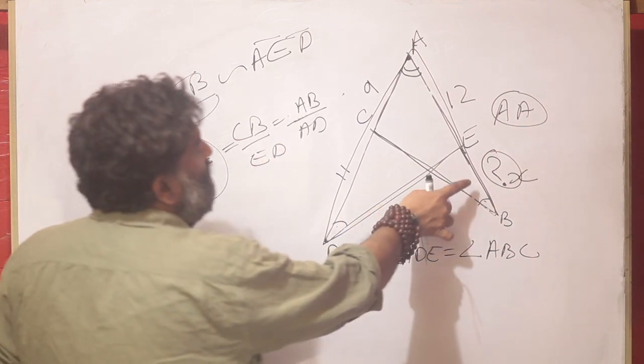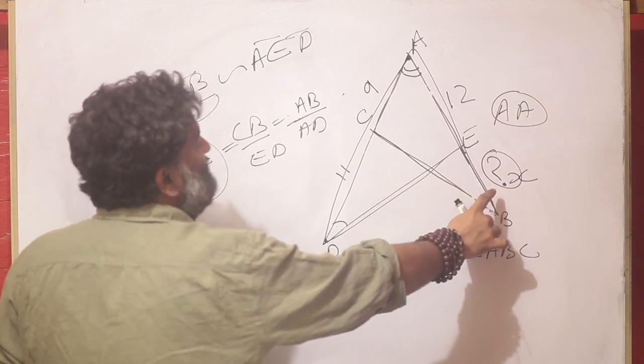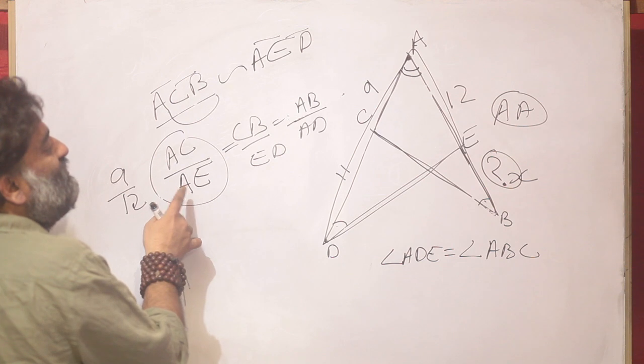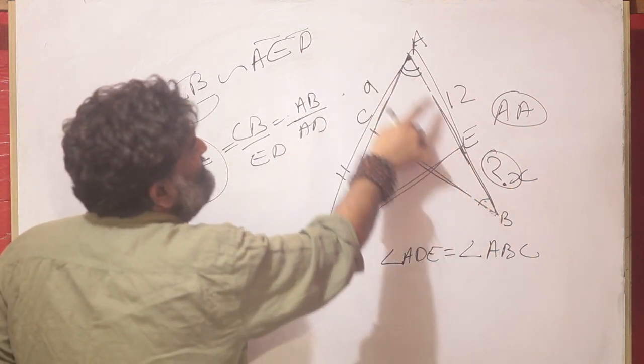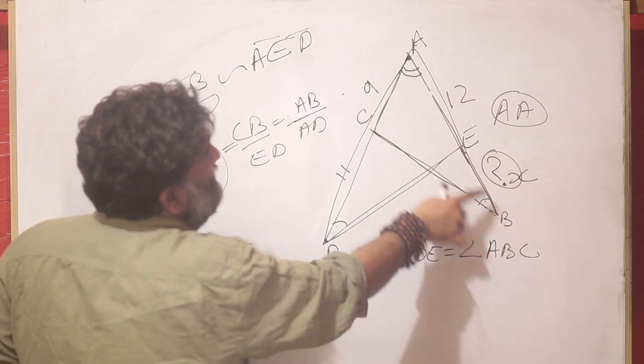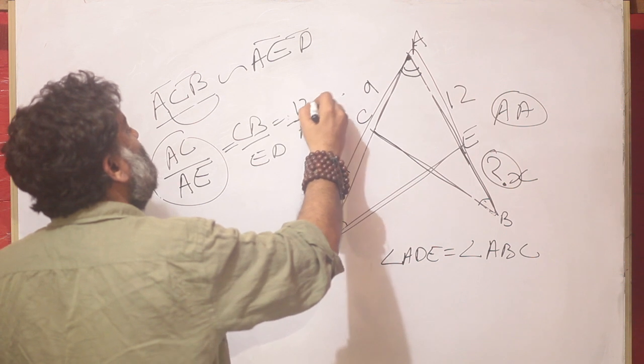Okay, so now what did I want to find? I wanted to find this part. Let me call it X. BE is X. Do I have a BE in this story? I don't have a BE in the story. But I do have an AB, which is made up of AE and BE, which is 12 plus X. So instead of AB, I will write 12 plus X.